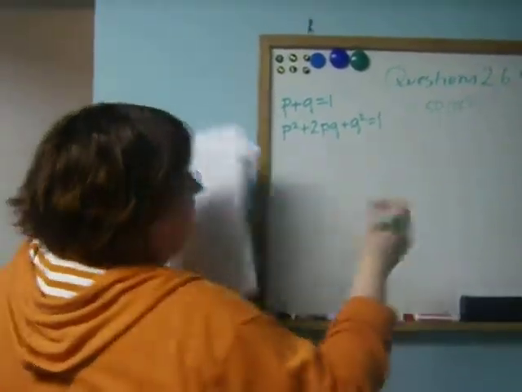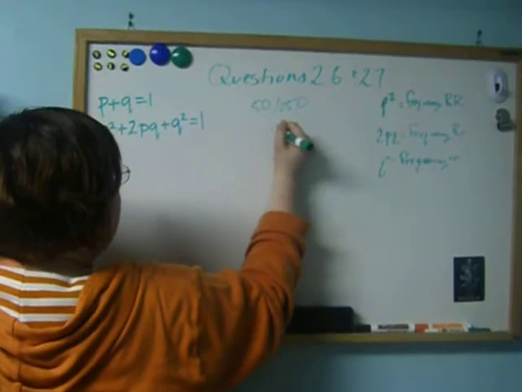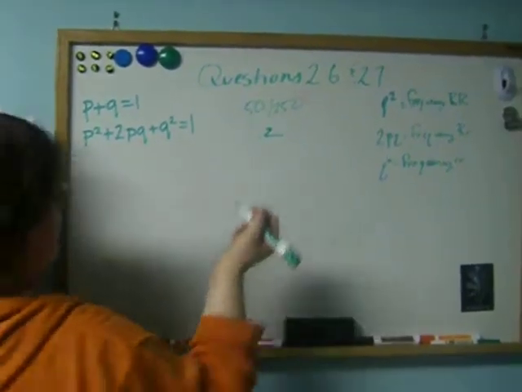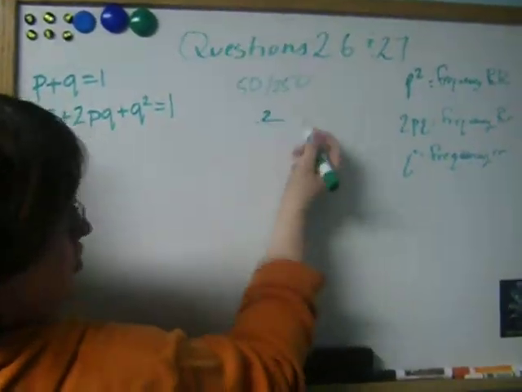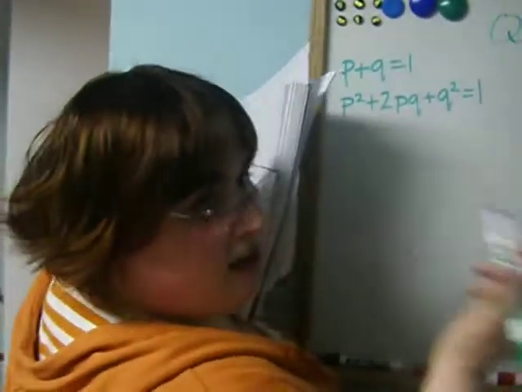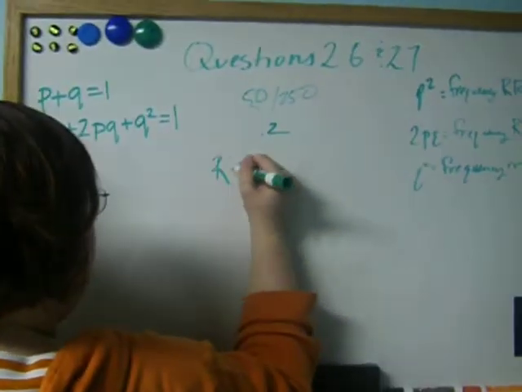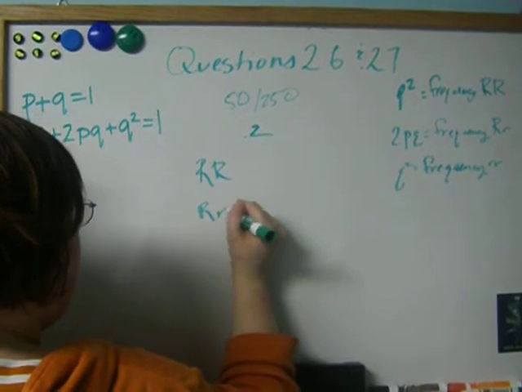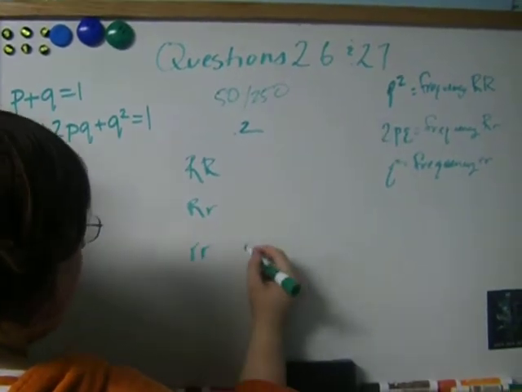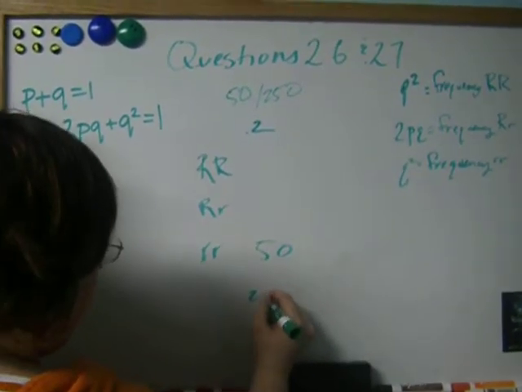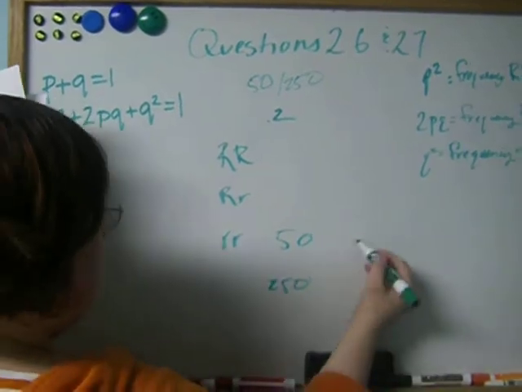So 50 divided by 250 equals 0.2. Therefore, 20% of students in the class are left-handed. So we have big R, big R, big R, little r, little r, little r. 50 students out of a total of 250. So 0.2, which is 20%, are left-handed.